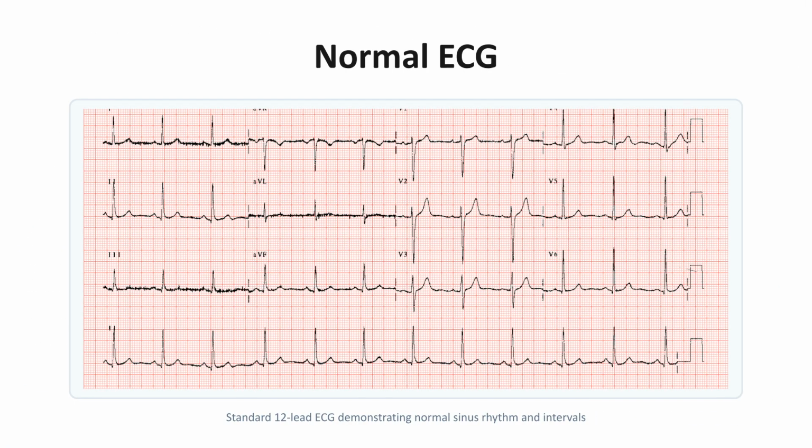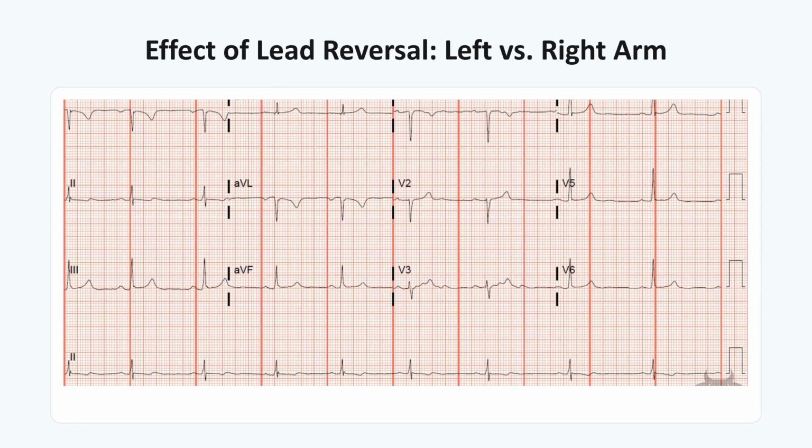Here we see an example of a normal 12-lead ECG demonstrating a normal sinus rhythm and intervals. This serves as our baseline for comparison when analyzing abnormal readings. Lead reversal, such as swapping the left and right arm leads, produces specific artifacts. Notice how lead I is inverted and leads AVR and AVL are swapped. Recognizing this pattern is key to avoiding misdiagnosis.